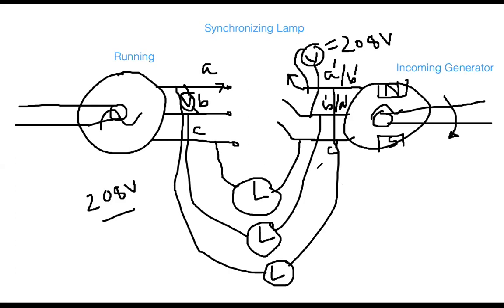If they have the same phase sequence, both the running generator and the incoming generator, all three lamps will have the same level of brightness. But if you see that the brightness level is different, it means there is a phase sequence problem. If the voltage here and the voltage here are the same, they will glow at the same time, or they might go fully dark at the same time. There will not be a difference in their brightness. Does everybody understand?